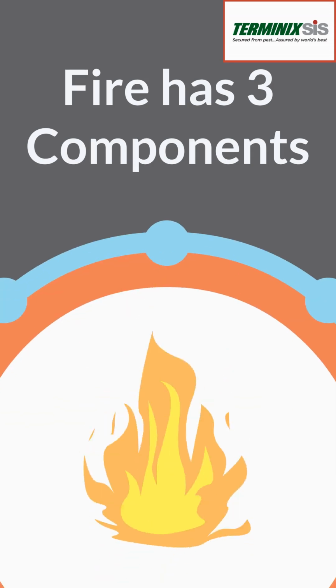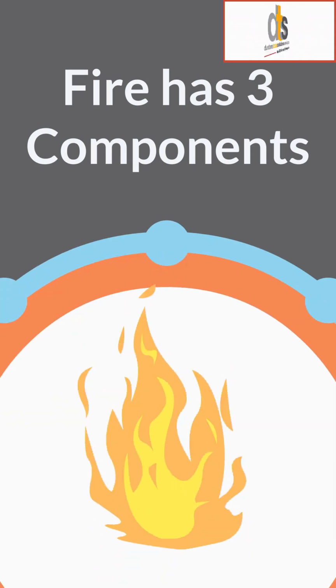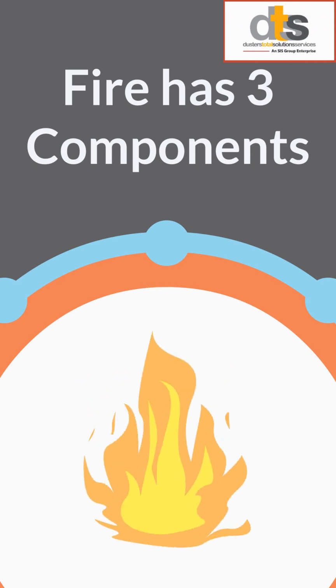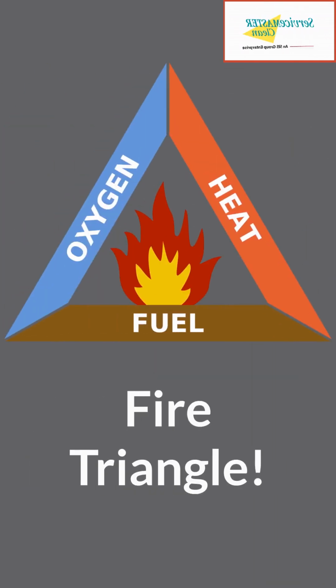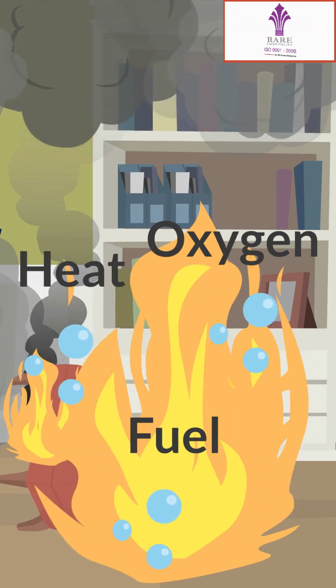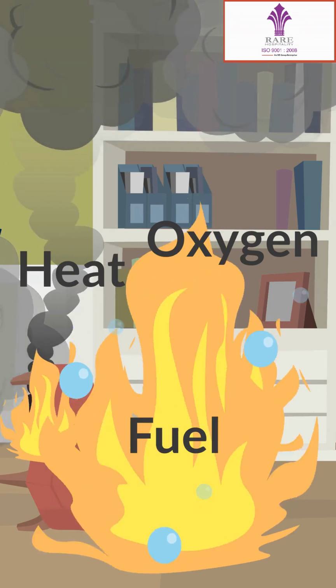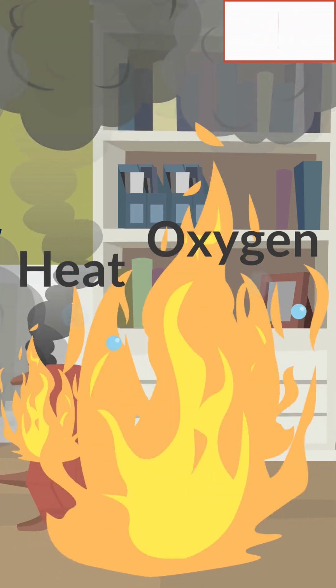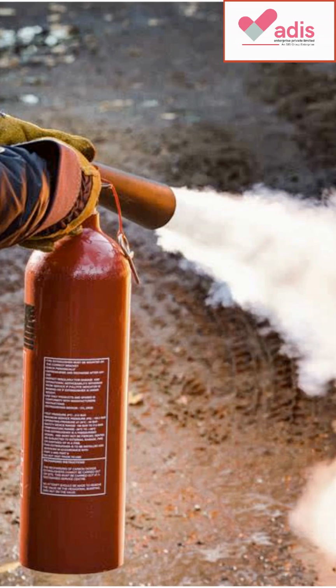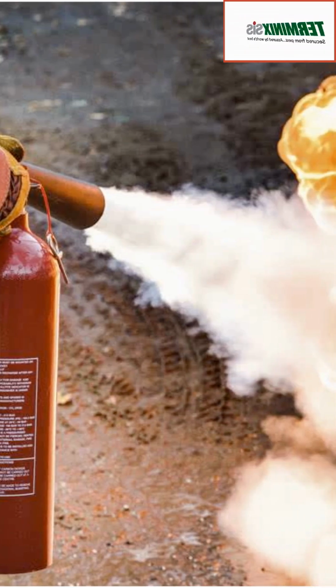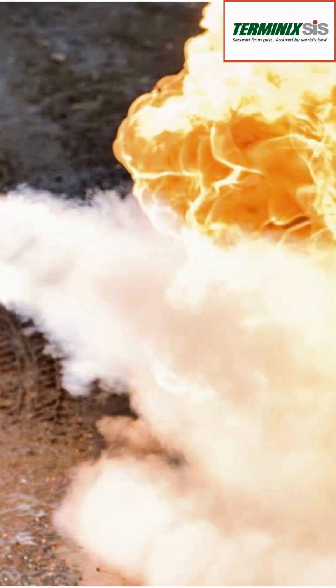Firstly, let us understand that fire has three components called the fire triangle. These are heat, fuel, oxygen. A fire needs all three components to survive. If any of these components do not exist, the fire ceases to exist. Fire extinguishers remove one or more of the components to put off fire.